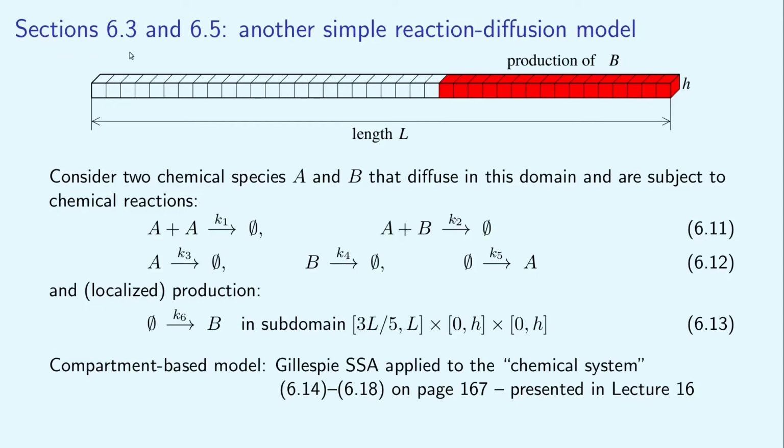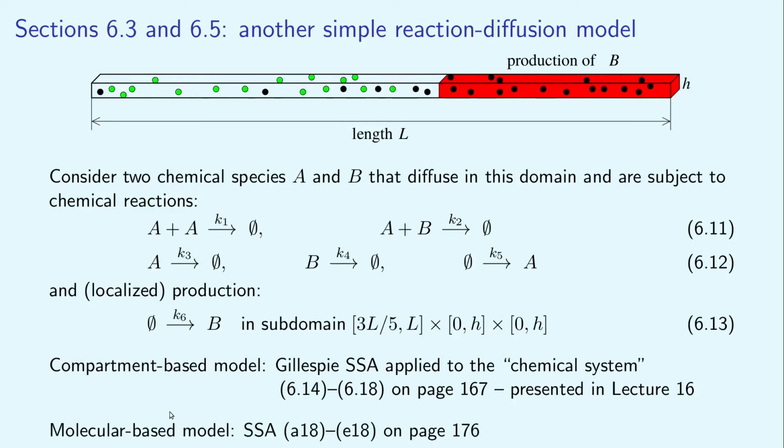Another simple reaction-diffusion model is presented in sections 6.3 and 6.5. We again consider the same elongated domain, cuboid of length L and side H. We consider two chemical species A and B that diffuse in this domain and are subject to 6 chemical reactions, which include production of B that is localized to this red region. The compartment-based model was presented in our previous lecture 16, where we apply the Gillespie stochastic simulation algorithm to the system of chemical reactions 6.14 to 6.18.